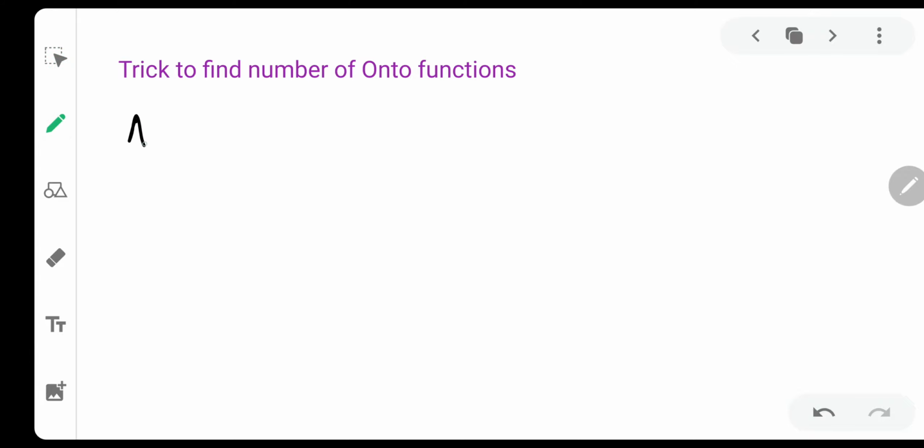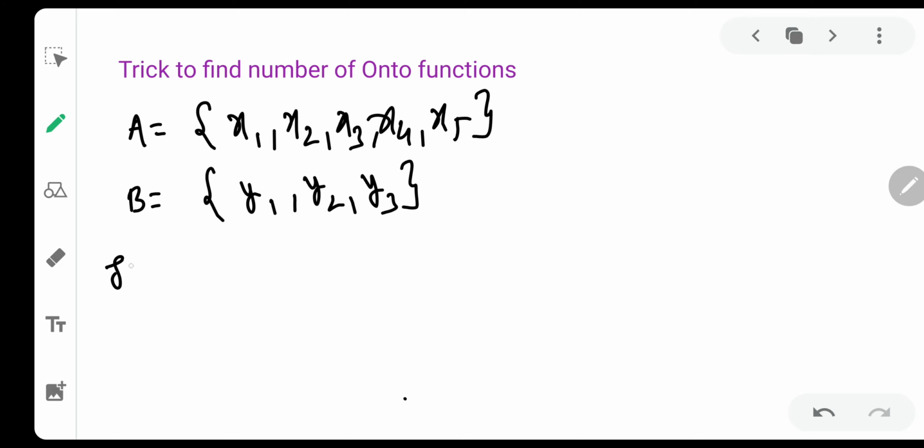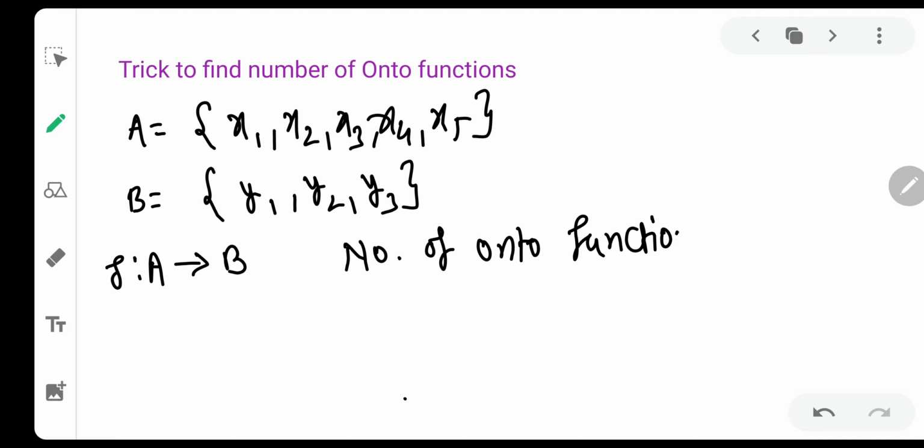Suppose you have a set A in which there are x1, x2, x3, x4 and x5, such 5 elements. And if you have a set B and there are y1, y2, y3, 3 elements, and there is a function from A to B defined, and we need to find out the number of onto functions. Okay, so this is the particular question.